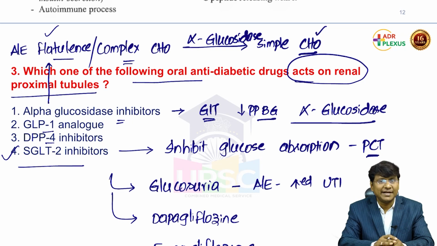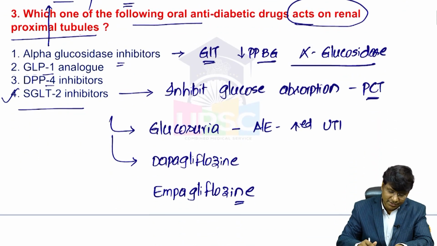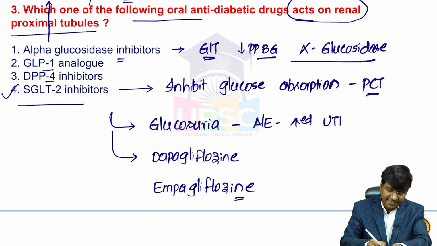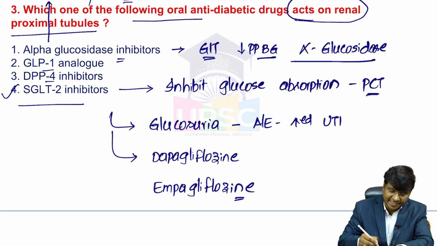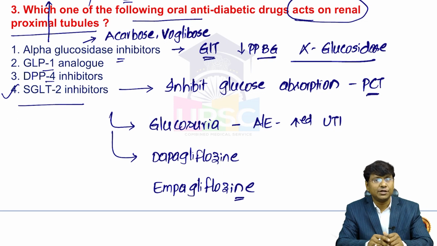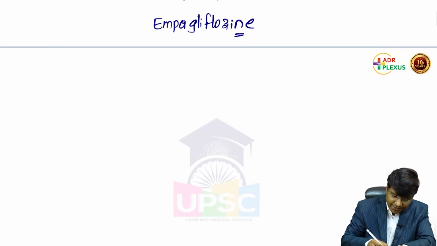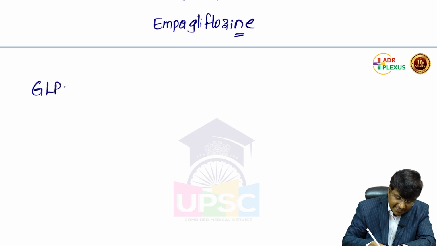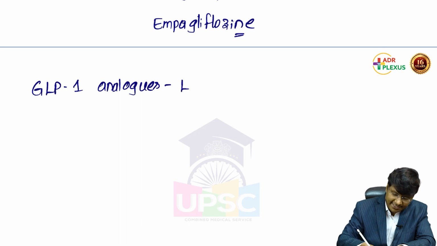Then GLP-1 analogs as well as DPP4 inhibitors. So what are the examples of these alpha glucosidase inhibitors? They include acarbose, and the next important molecule is voglibose, right? Then take the examples of the GLP-1 analogs. They include liraglutide as well as exenatide.